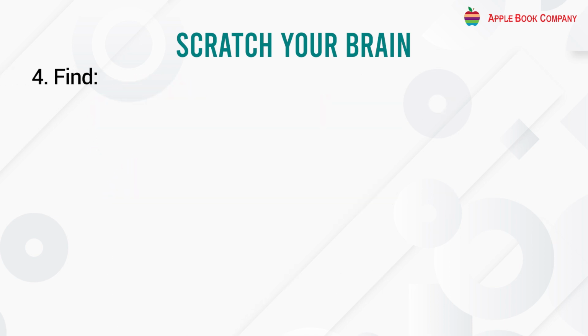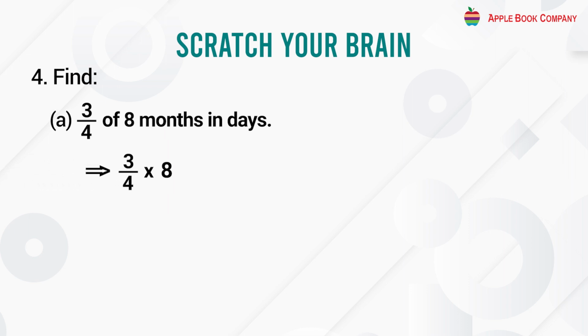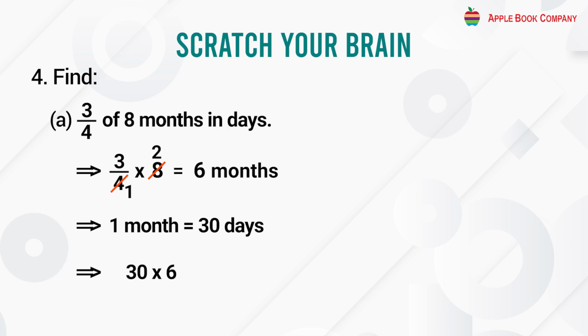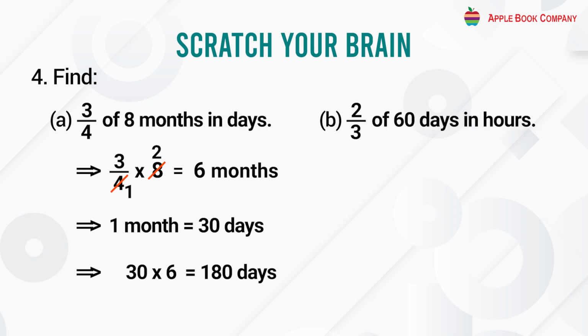The next question. 3 by 4 of 8 months in days. Now, 3 by 4 of 8 months is nothing but 6 months. Now, each month is 30 days. So, 30 days into 6 months will give you 180 days. Now, next one, number B.